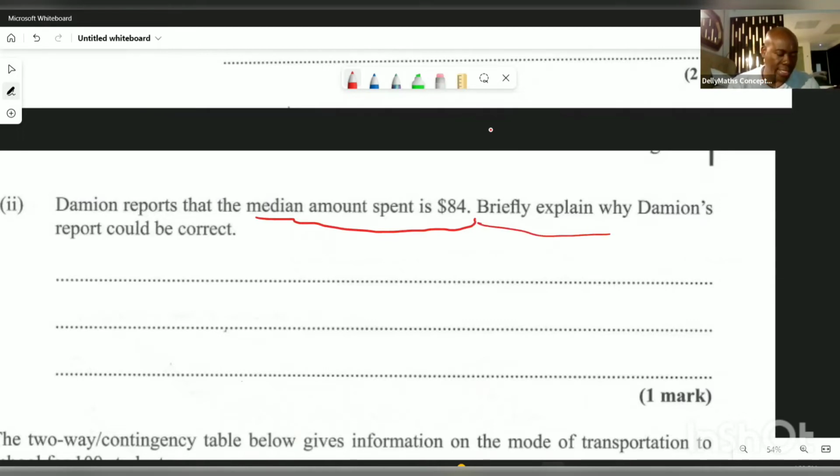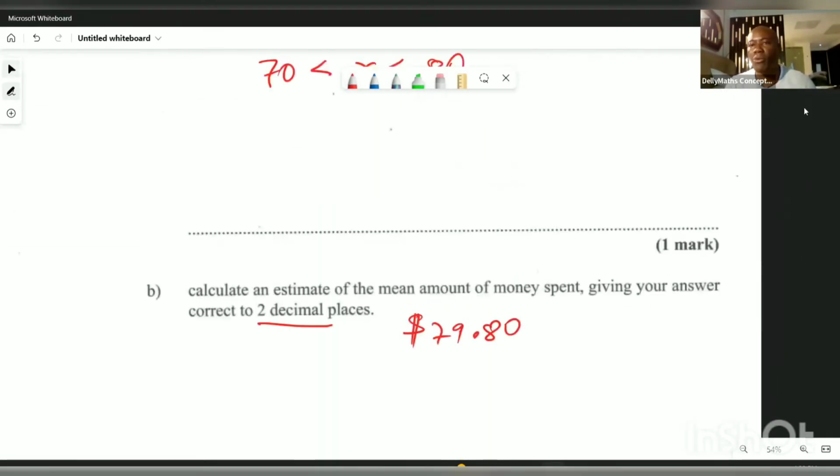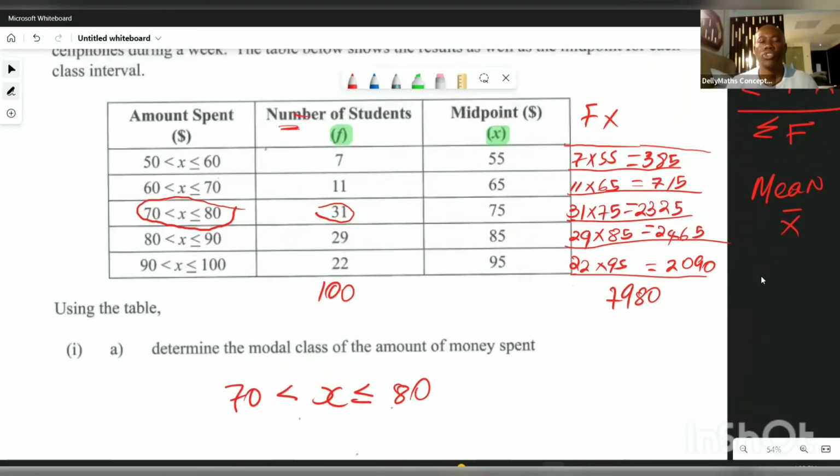Now, he says, briefly explain why it could be correct. We're talking about the median. If you want to find out if 84 is anywhere correct, you want to firstly find out where the median class is. So we want to quickly do a calculation, finding the median class, and then we decide on what Damien had investigated and found. Now, we could quickly do a median check.